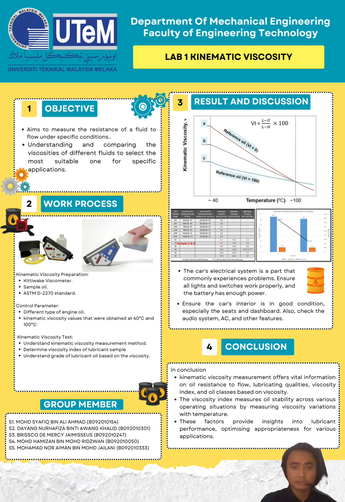For the kinematic viscosity preparation, we will use the Kittiwake viscometer to find the viscosity value for each oil sample. Second, we will use the sample oil that we get from the engine oil. And the third point is the ASTM D2270 standard, which is a table to find the grade of lubricant oil.